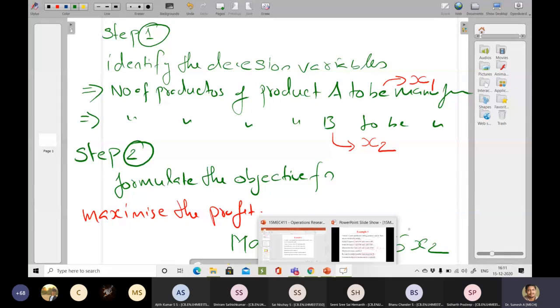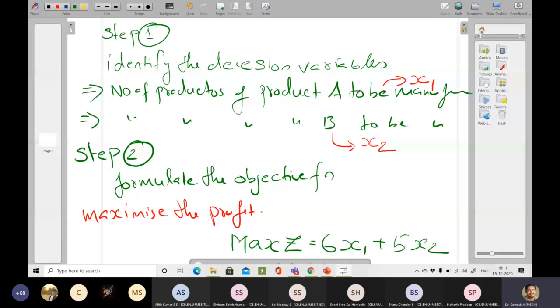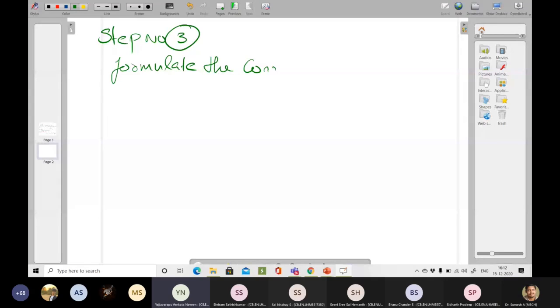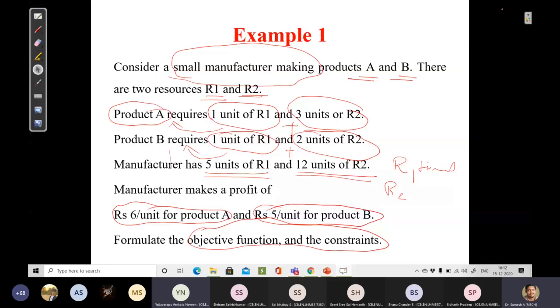Okay. Now the next step, step number 3, is to formulate the constraints.